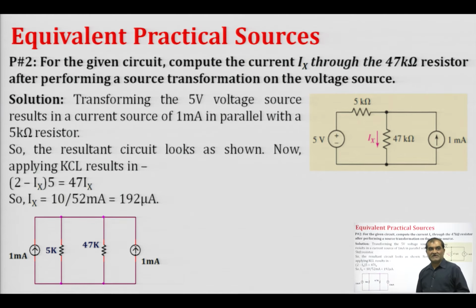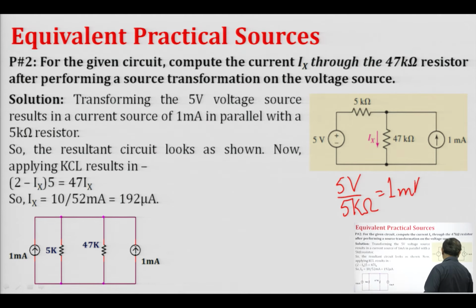Similarly, in this particular circuit we have to find the current I_x through the 4.7 kilo ohm resistance after performing source transformation on the voltage source. When we transform this voltage source into a current source, this 5 volt divided by 5 kilo ohm gives us a current of 1 milliampere. So, we have replaced this 5 volt source by a 1 milliampere current source, and then this 5 kilo ohm resistance, which was initially in series, has come in parallel with this, and then we can write down the equation for this.